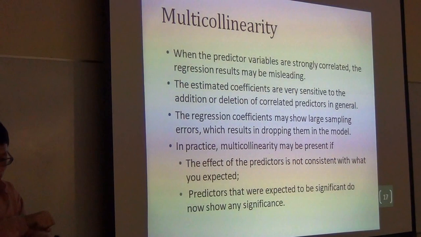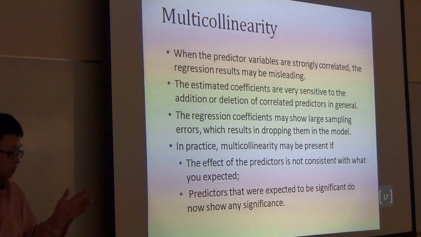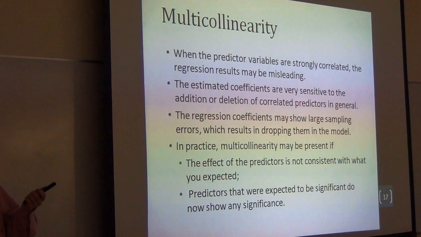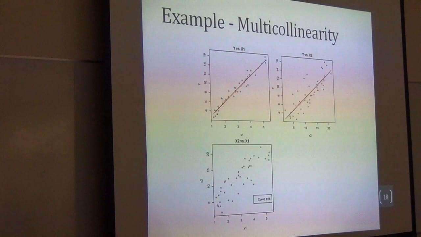And then the second case is predictors you strongly believe must be significant do not show any significance. Then based on your expertise or experience, you may think there's something wrong, or there might be a multicollinearity issue, or maybe the linear regression model is correct. That's also possible, but this is just from your expertise.